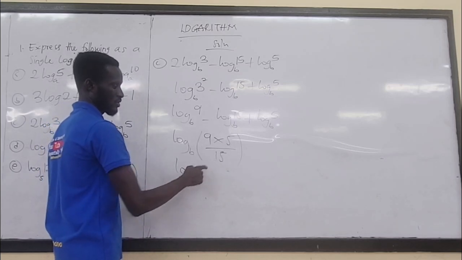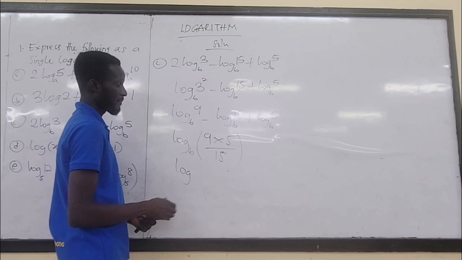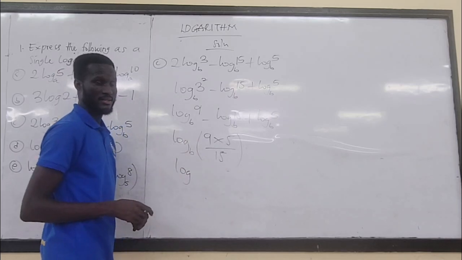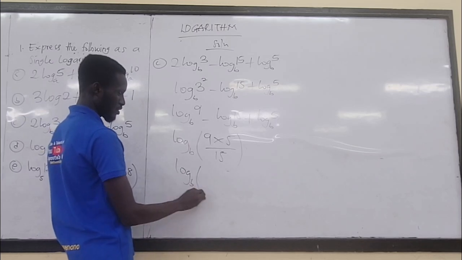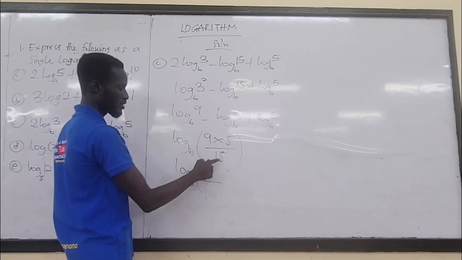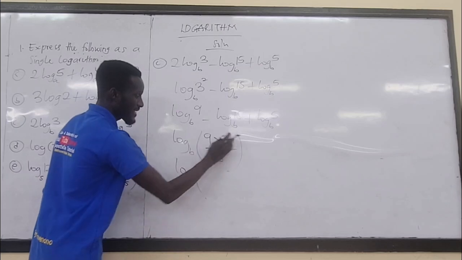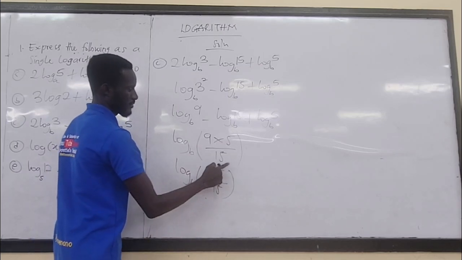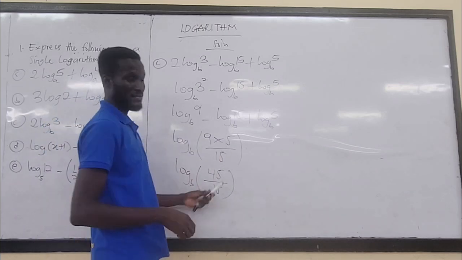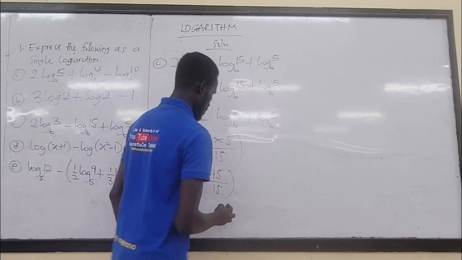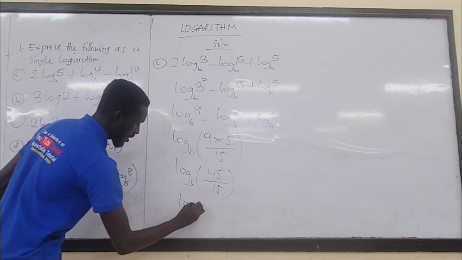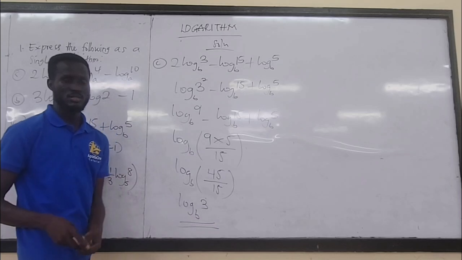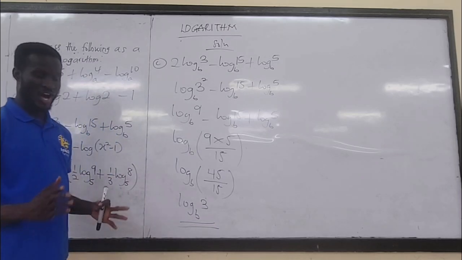So we have log of 9 times 5, which is 45, divided by 15. 9 times 5 divided by 15. Now 15 can go into 45 3 times. So the answer is log 3 base b. It is as simple as that. I hope you are following.